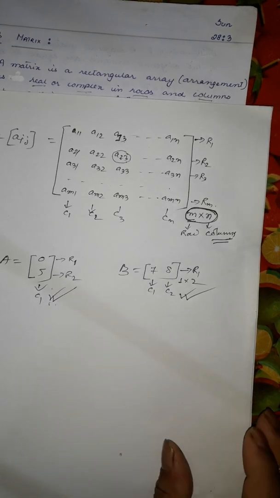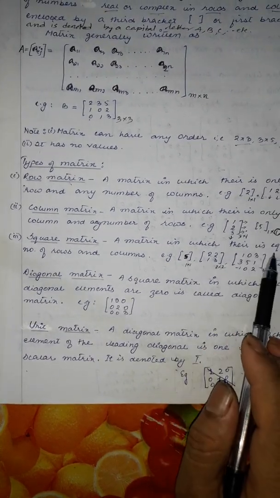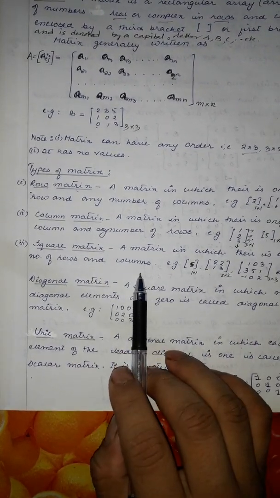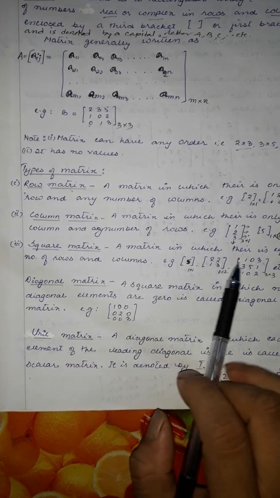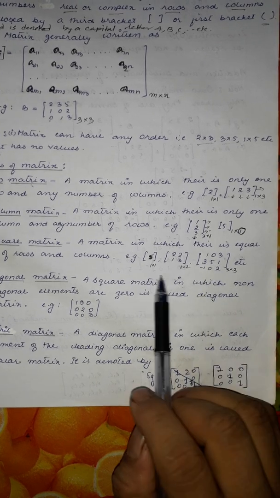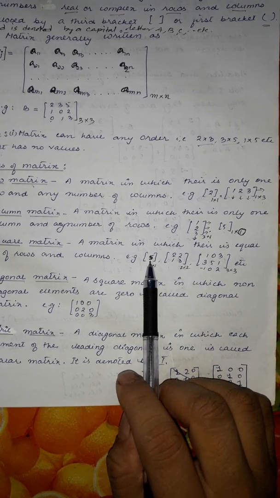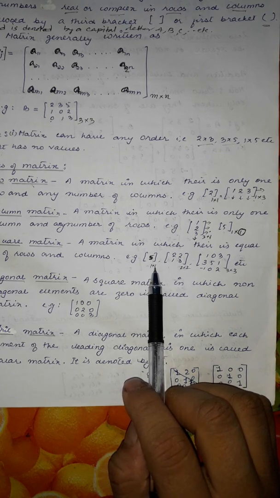Now, square matrix. What is a square matrix? A matrix having an equal number of rows and columns is called a square matrix. For example, 5: only one element, a 1 into 1 matrix, one row, one column.